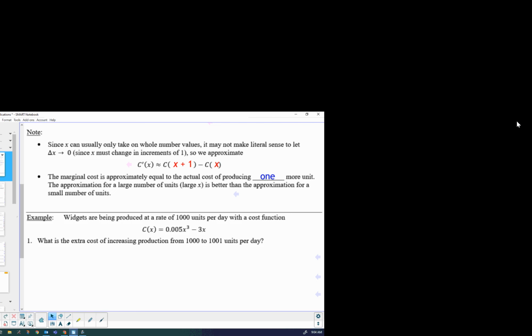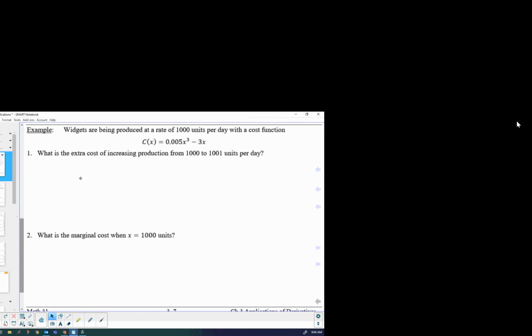Okay, so widgets. It's not uncommon that when economists or business-minded people are talking in generalities about producing something, they make up a name for whatever they're making. So a widget is a fairly common term used to represent something that's being made. So widgets are being produced at a rate of 1,000 units per day. And we have this cost function. We want to know the extra cost of increasing production from 1,000 to 1,001 units.